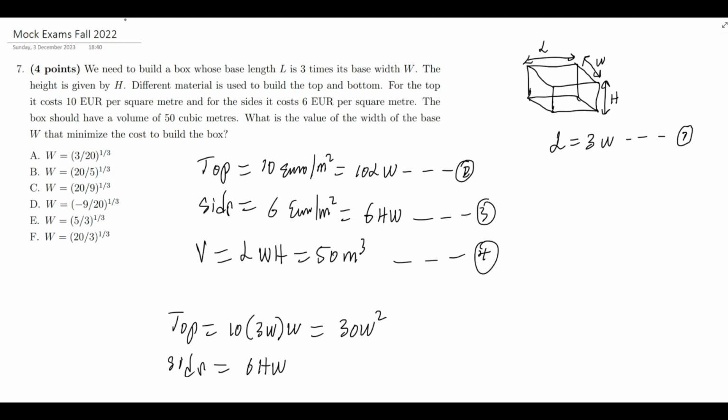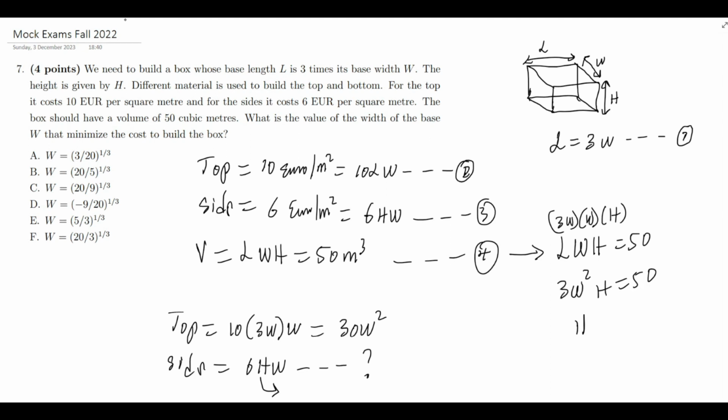We don't yet have any information about the height. How can we get the height? To get the height, we need to get that from the volume. The volume says that length times width times height is 50. We also know that the length is 3 width, so this will be 3 width squared, right? If we substitute 3 width here, times the height will be 50. So the height will be 50 all over 3 width squared. We now know our height, and we are going to name this equation 5.